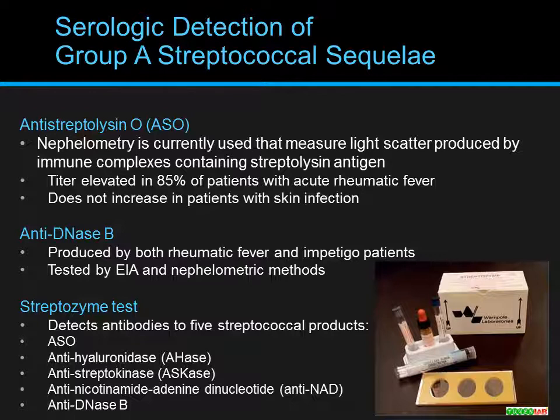Anti-DNase B is produced by both rheumatic fever and impetigo patients, so we can use it for diagnosing rheumatic fever and impetigo. We use enzyme immunoassay and nephelometry for that. The streptozyme test detects antibodies to 5 different streptococcal products, so it's kind of like an all-in-one. It's a batch test. You're testing for all of these at one time. The antibodies to the products that it tests for are the ASO, anti-hyaluronidase, anti-streptokinase, anti-NAD, and anti-DNase B.